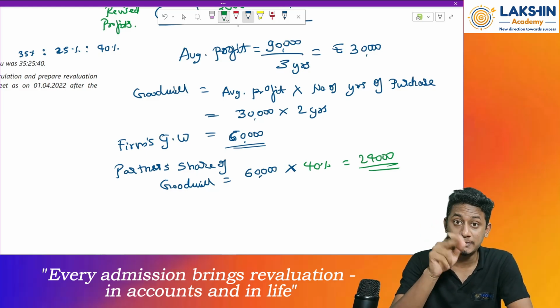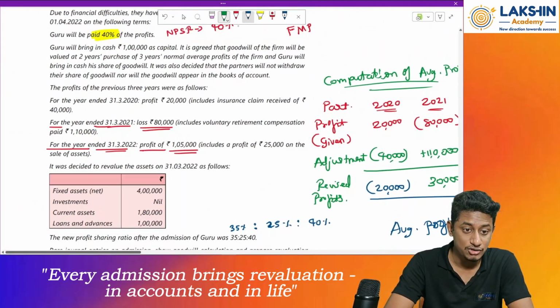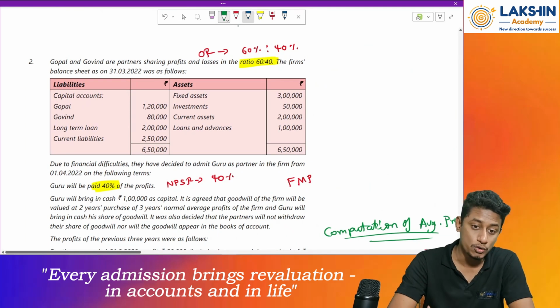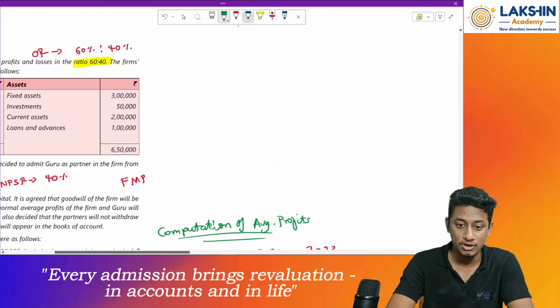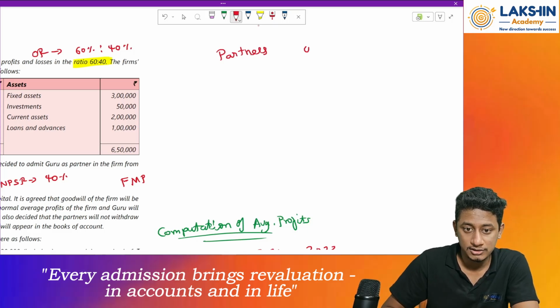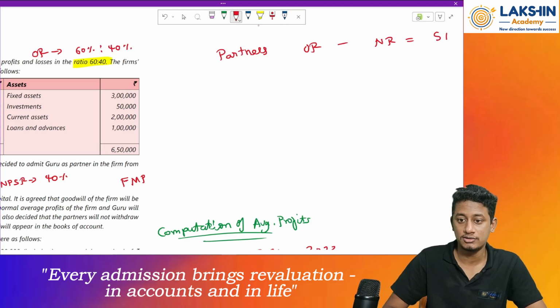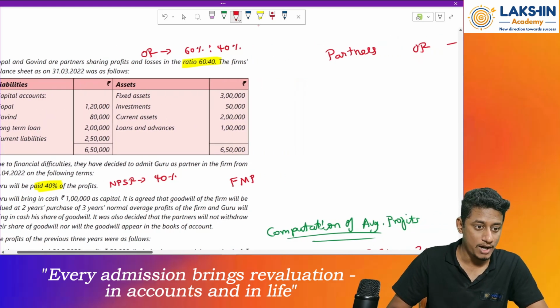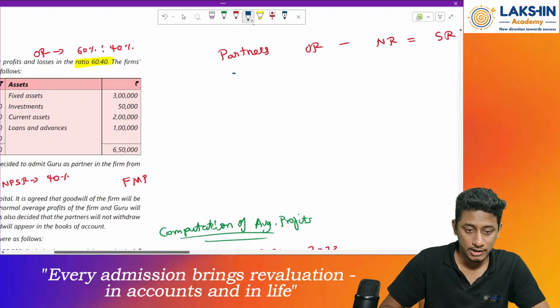Now I have to divide this between whom and whom? Between the old partners. Have they given us the sacrifice ratio? Just check. No, sir, they have not given us the sacrifice ratio. So what to do? Old ratio minus new ratio again. Partners' old ratio minus new ratio is equal to sacrifice ratio. Okay, the partners' names were what? Gopal and Govind.